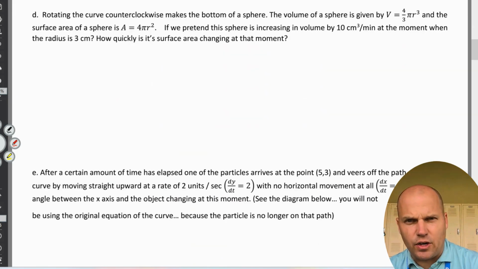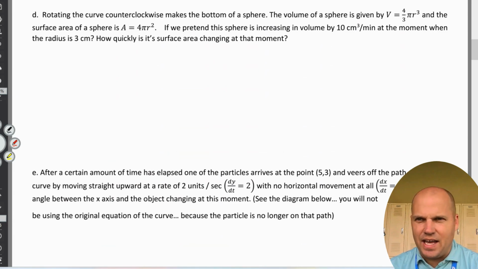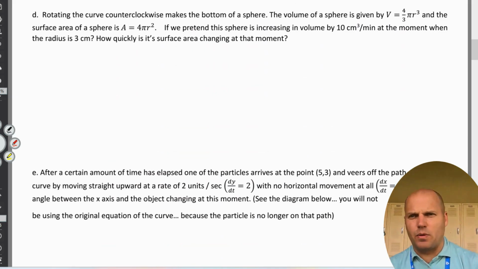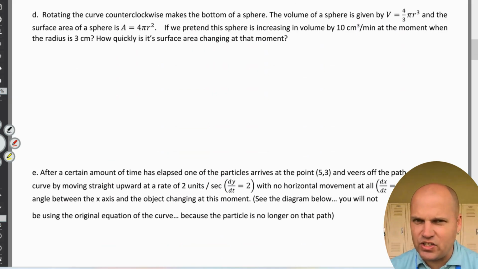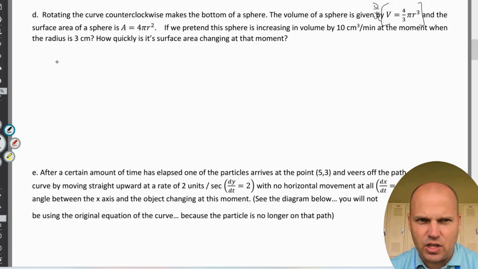Rotating the curve counterclockwise makes the bottom of the sphere. The volume of the sphere is given by that, and the surface area of the sphere is that. If we pretend the sphere is increasing in volume by 10 cubic centimeters per minute at the moment when the radius is 3 centimeters, how quickly is the surface area changing? This is a good little review. This is where we take the derivatives of equations with respect to t, and we plug everything in.